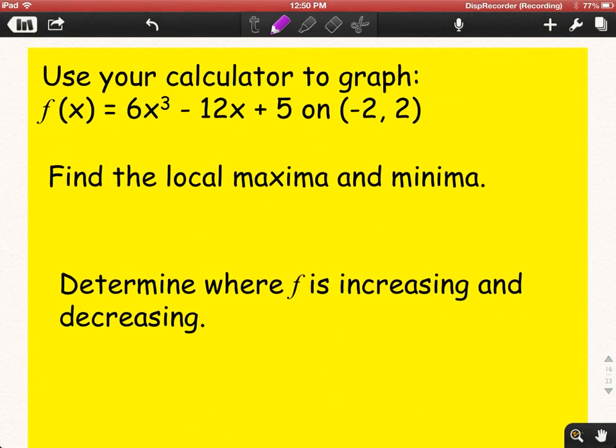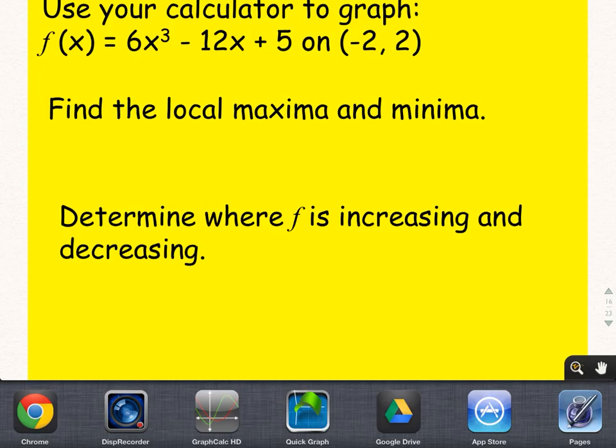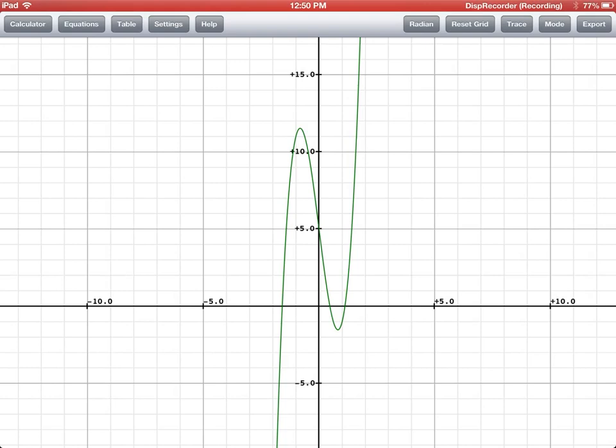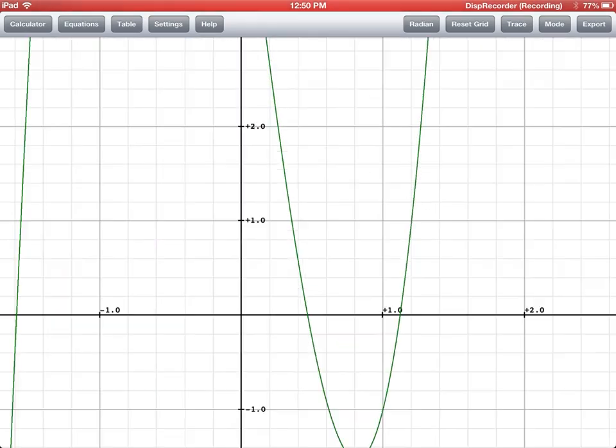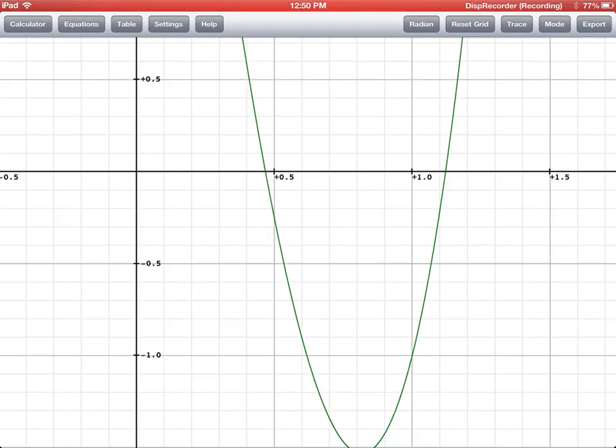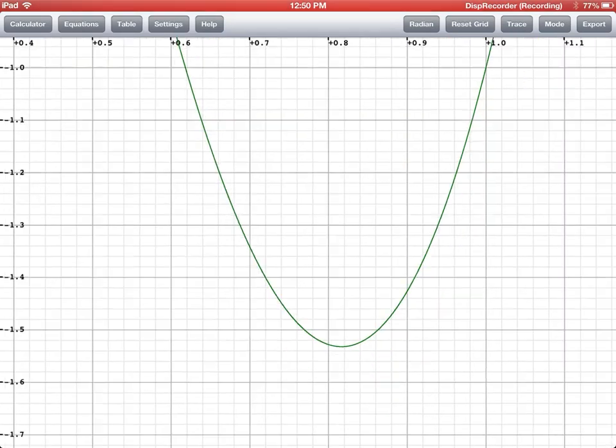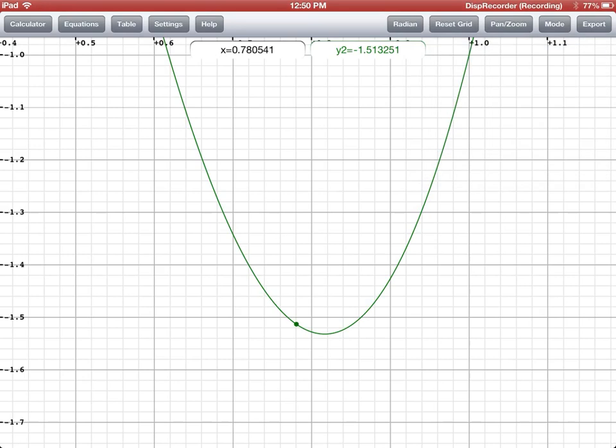So let's take a look at one using technology, and let's see if we can find the maxima and minima. I'll do this both on GraphCalc, and we'll do it also on Desmos. On GraphCalc, you want to zoom in pretty closely to the max or min. We go to trace, snap to max min, boom, there it is. So 0.82 and -1.53, and then I go back and hit that again.